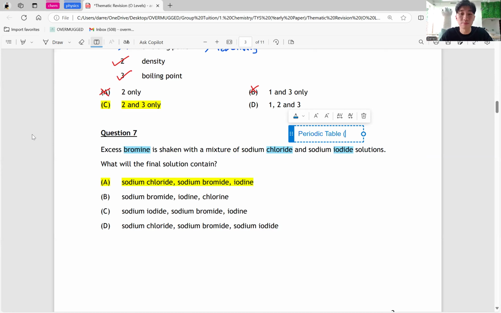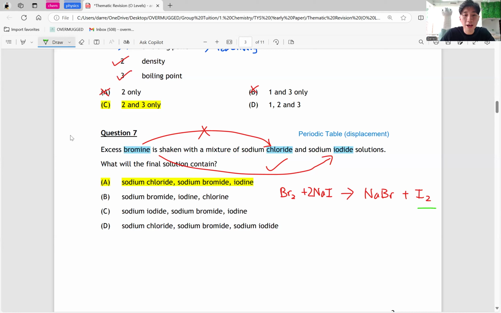You need to understand that bromine is unable to displace the chloride as it is less reactive. But bromine can displace the iodine as bromine is more reactive than iodine. Therefore, when bromine is added to sodium iodide, it will form sodium bromide plus I2. So that's the reason why in your final answer, you must have iodine present. And that's also the reason why we have sodium bromide. Meanwhile, the sodium chloride is left untouched. Therefore, these are the three things in your final solution.